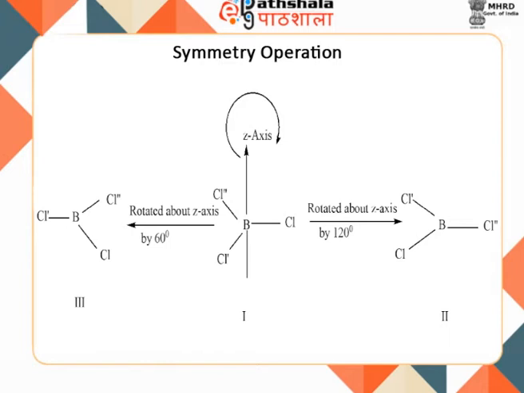1 and 2 are indistinguishable orientations. Therefore, the rotation of BCl3 molecule about the z-axis by 120 degrees is a symmetry operation. On the other hand, 1 and 3 are distinguishable orientations, and therefore the rotation of BCl3 molecule about z-axis by 60 degrees is not a symmetry operation.